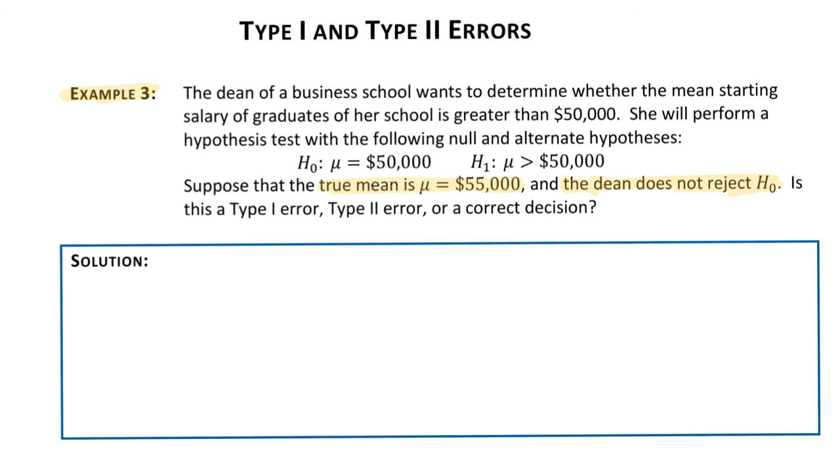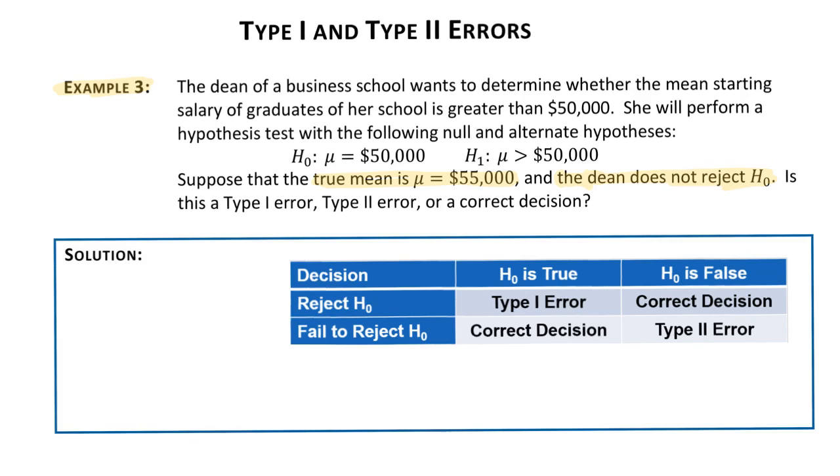In the third example, the true mean is 55,000 and the dean does not reject the null hypothesis. Is this a type 1 error, type 2 error or correct decision? Here the true mean is 55,000, so the null hypothesis is false, and the dean does not reject the null hypothesis. So the null hypothesis is false and we fail to reject it. That means that is the intersection of these two. You can say that is the type 2 error.